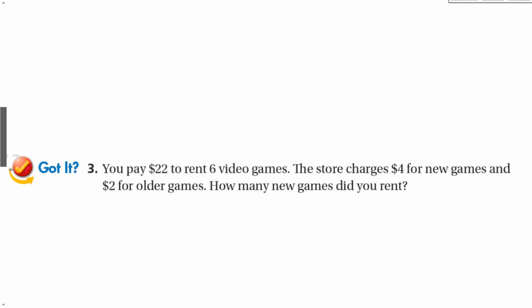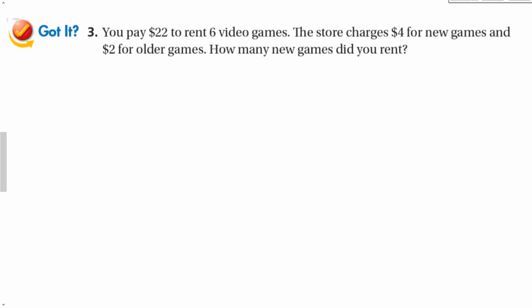Let's look at a guided problem. You paid $22 to rent 6 video games. The store charges $4 for new games, $2 for old games. How many new games did you rent? So let's call that x. Let's call that y. Okay. So in total, we got 6 of them. So x plus y is equal to 6. And then 4x plus 2y is going to be equal to 22.